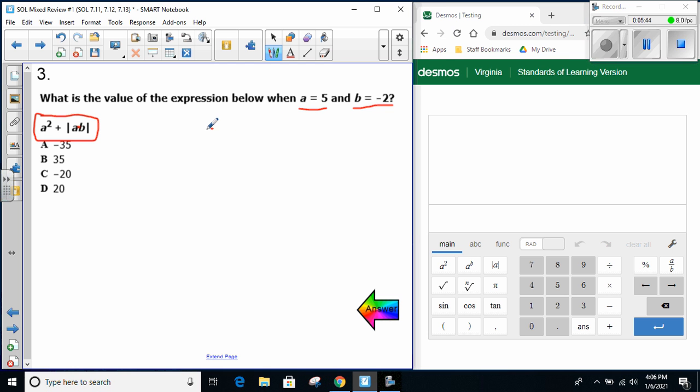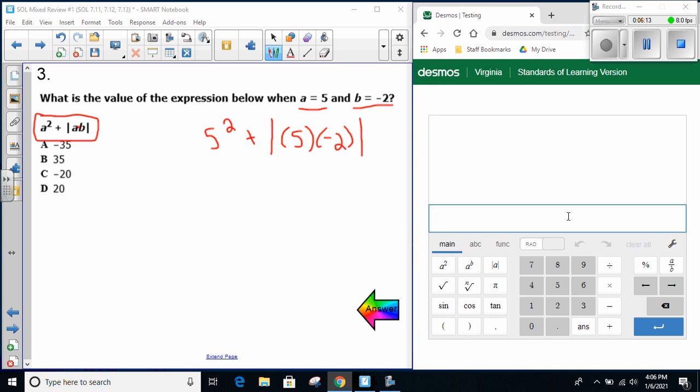So this would look like 5 squared plus the absolute value of A times B, which would be 5 times -2, and then our absolute value symbol again. So we would use order of operations and follow PEMDAS or GEMDAS to solve, but we can also use Desmos as a shortcut.